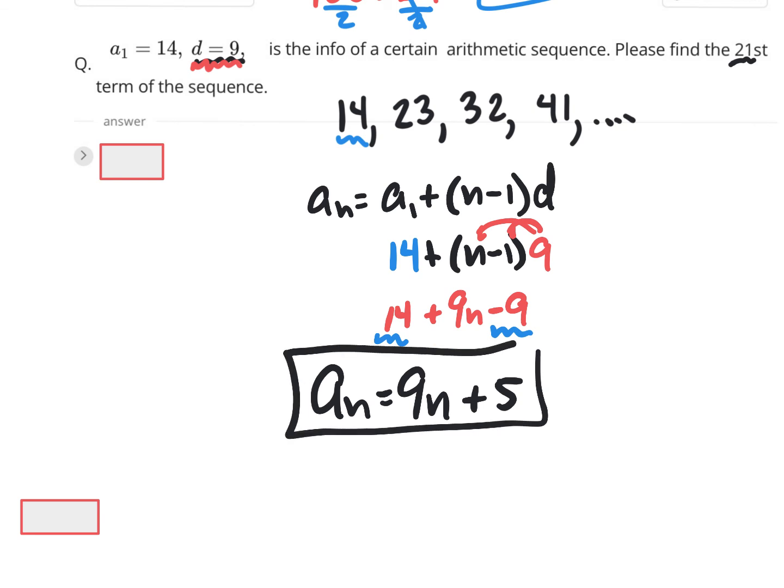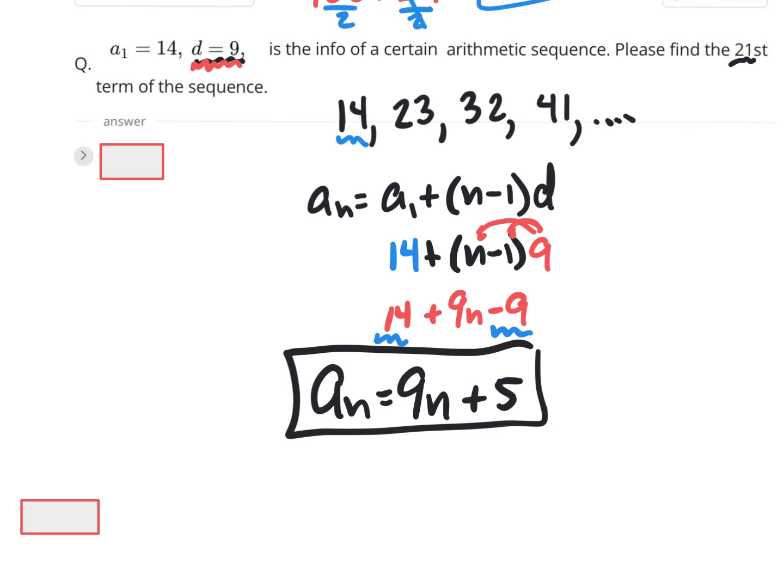And this is your a sub nth rule. This is the rule, this is the machine that produces the list that we have up here, right? So if I wanted the first term, if I plug in a 1, 9 times 1 is 9, plus 5 is that first number, 14. If I wanted the fourth term, I'd plug in a 4 right there. 9 times 4 is 36, plus 5 will give me that fourth term, 41.